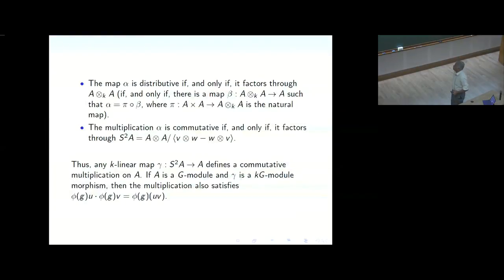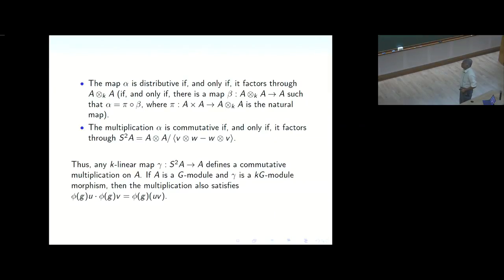The map alpha is distributive if and only if it factors through A tensor A. And the multiplication is commutative if it actually factors through the symmetric square. Thus, any k-linear map from S²A into A defines a commutative multiplication on A. If A is a G-module and the map is a kG-module morphism, then that multiplication satisfies this property.